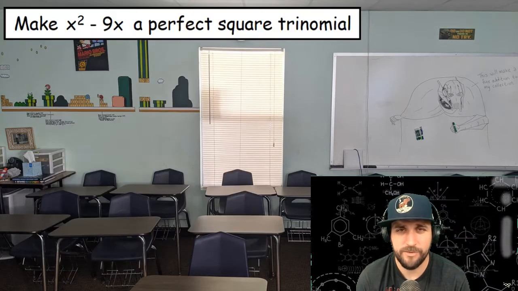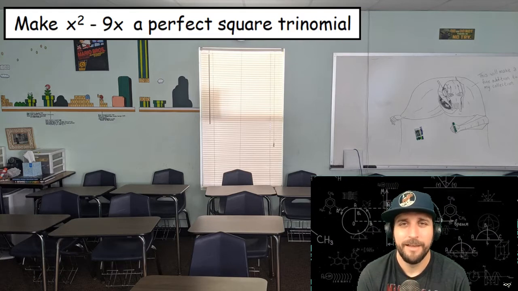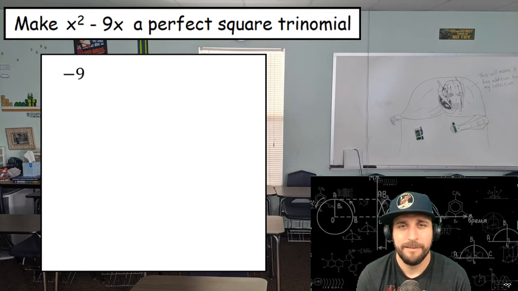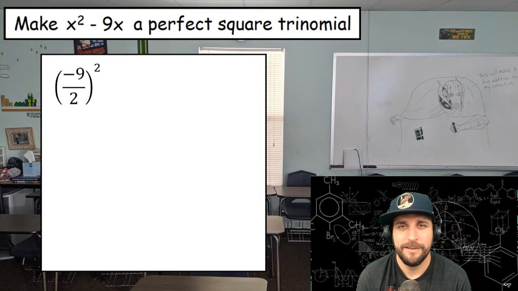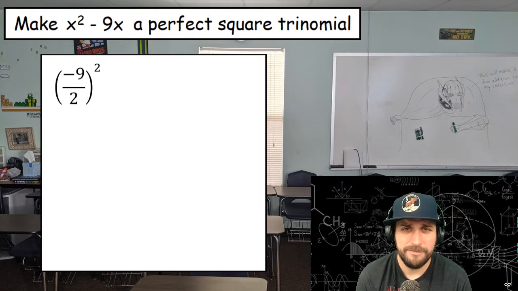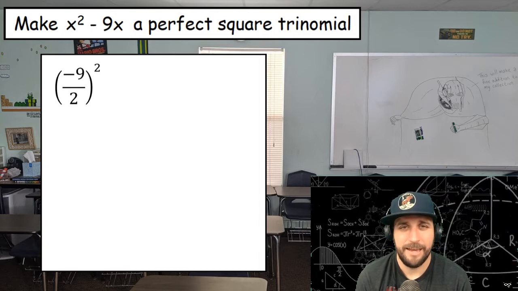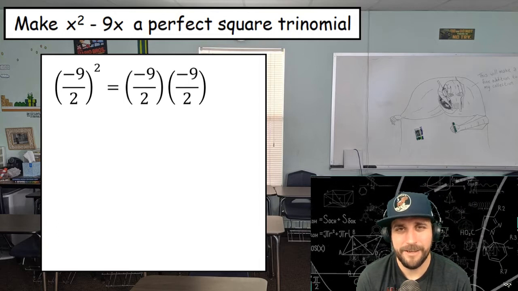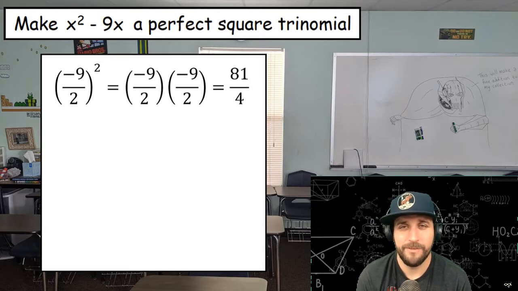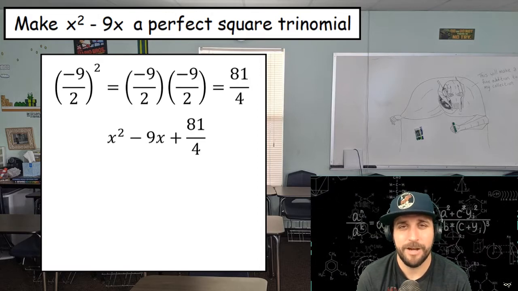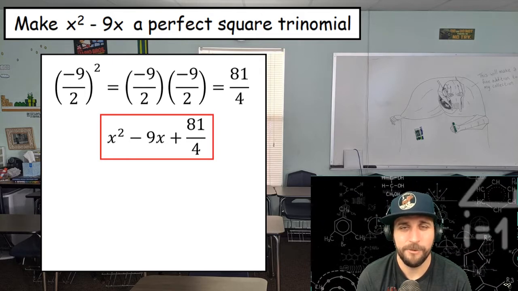On b, x squared minus 9x plus what would make it a perfect square trinomial? B is negative 9. So b divided by 2, negative 9 over 2 squared. You could make it a decimal, but I'm just going to leave it as an improper fraction. So negative 9 halves squared would be negative 9 halves times negative 9 halves. So I get positive 81 fourths. So that's what I would add to my problem. So it would be x squared minus 9x plus 81 fourths.